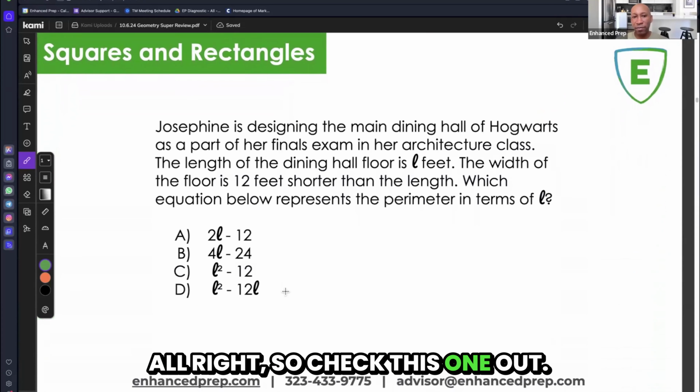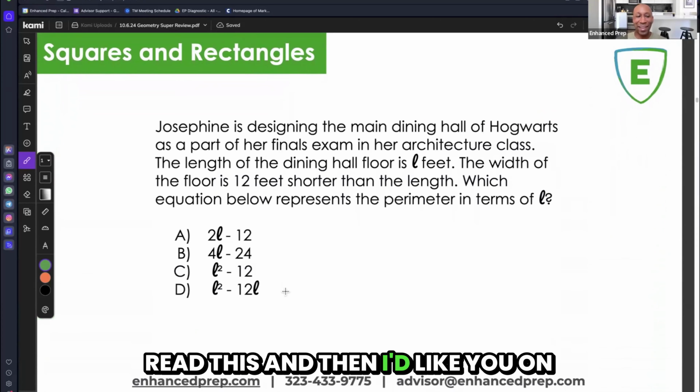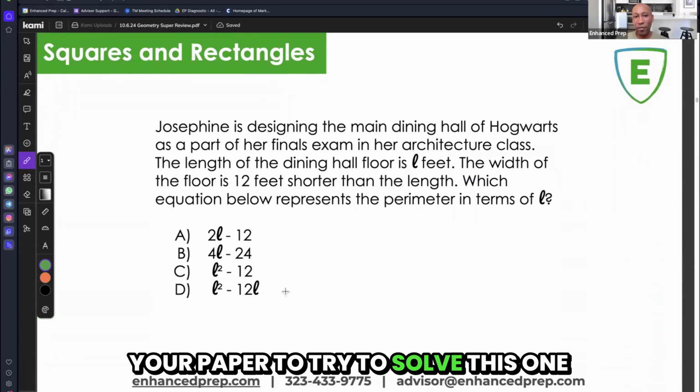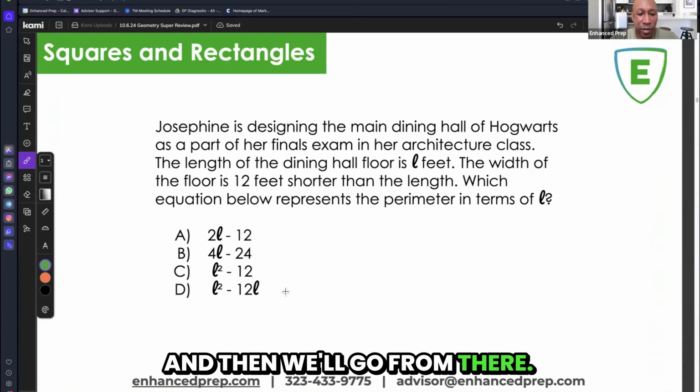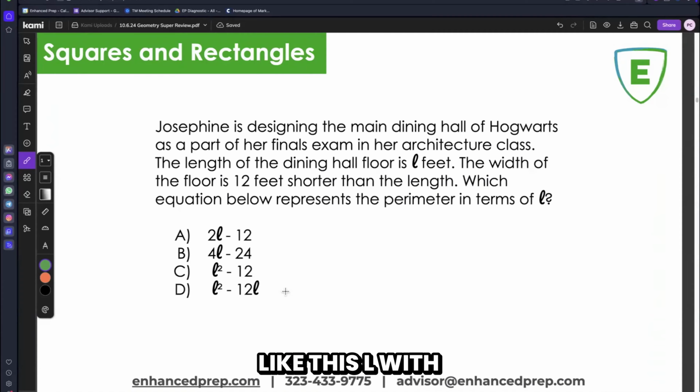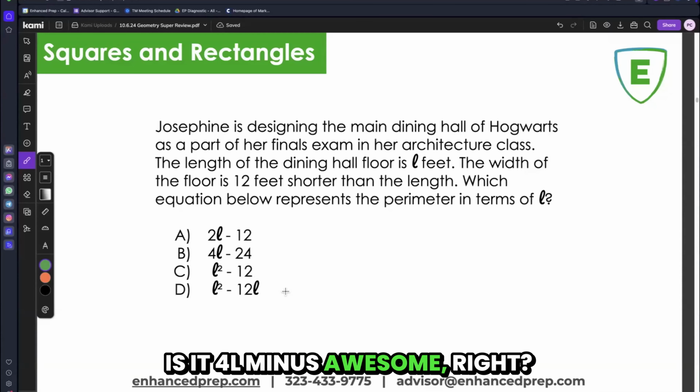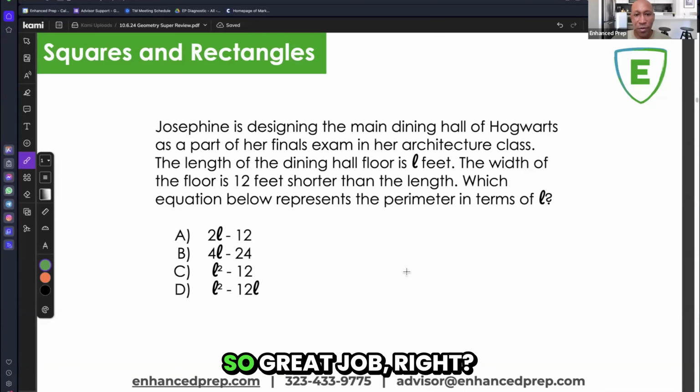All right, so check this one out, read this, and then I'd like you on your paper to try to solve this one out and set this one up using the equations that we talked about, and then we'll go from there. Length is L with 12, so L minus 12. Is it 4L minus 24? Okay, awesome, great job.